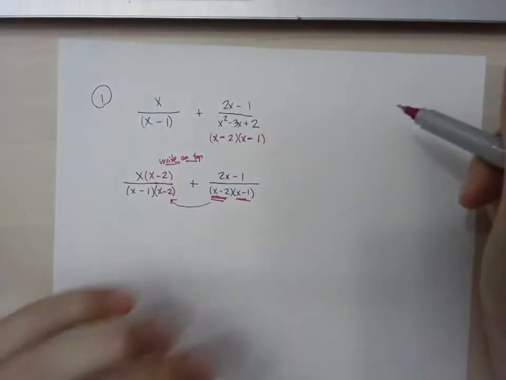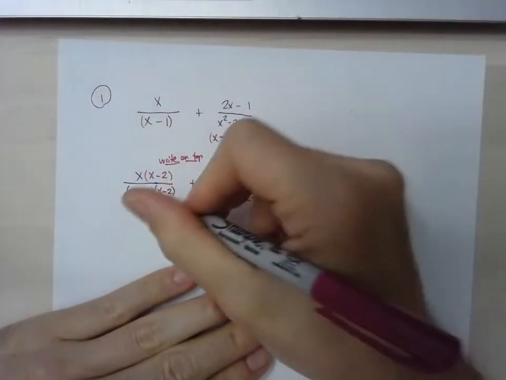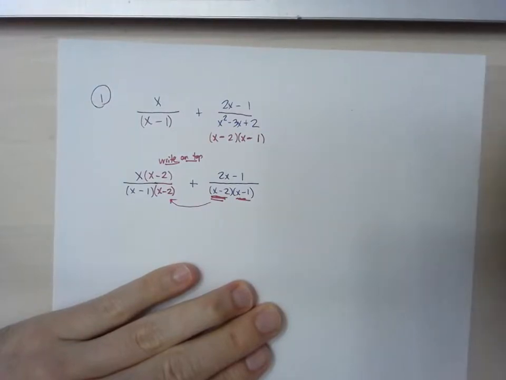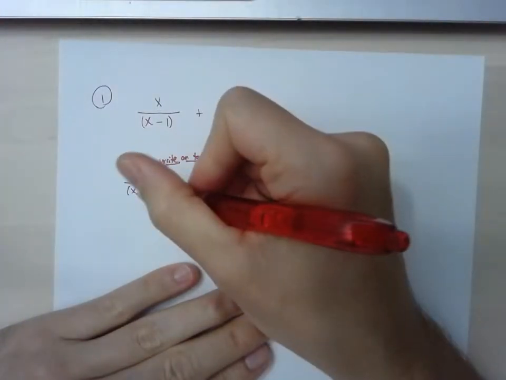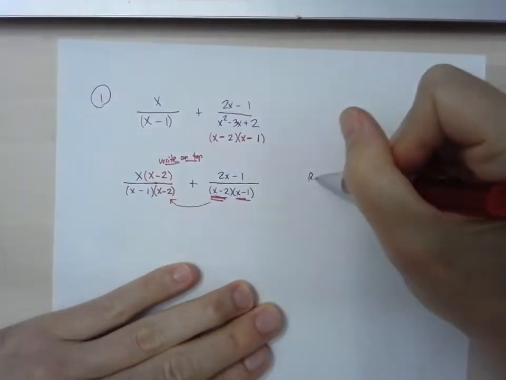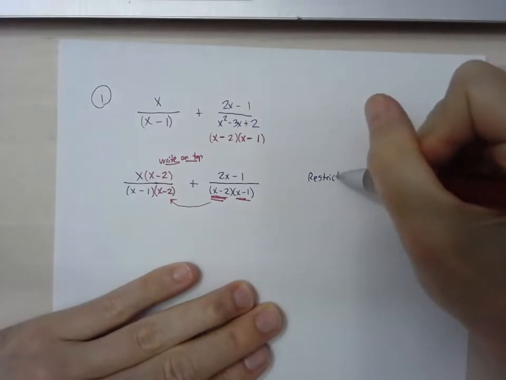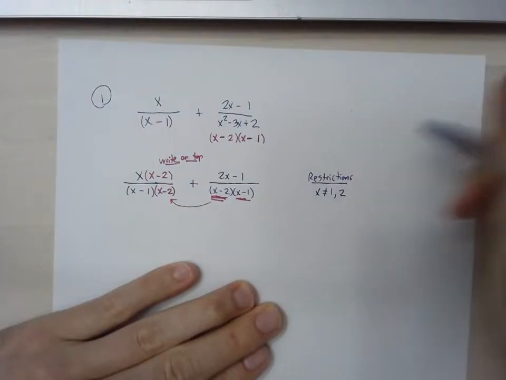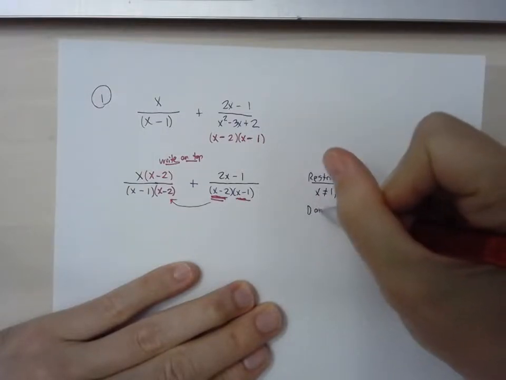Your restrictions are going to be the same as multiplication. We look for what makes the denominators equal to 0. So you can say, well, my restrictions in this case are going to be positive 1 and positive 2. So your restrictions are x cannot equal 1, 2, and while we're at it, we could do our domain.